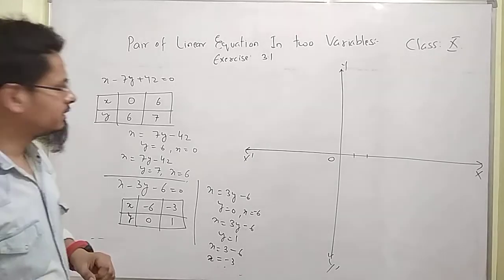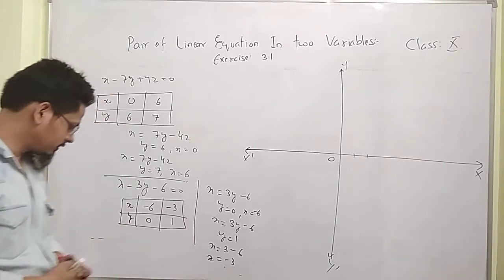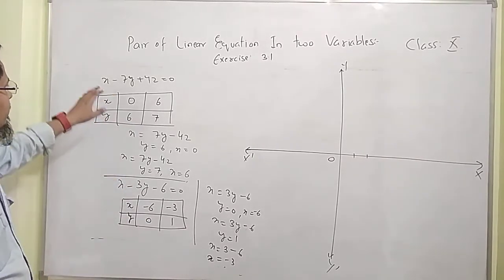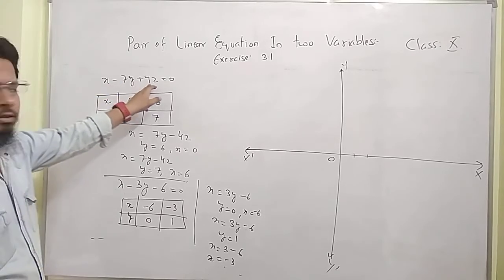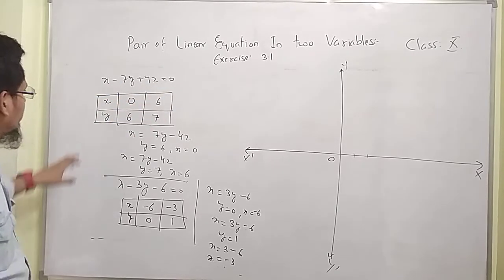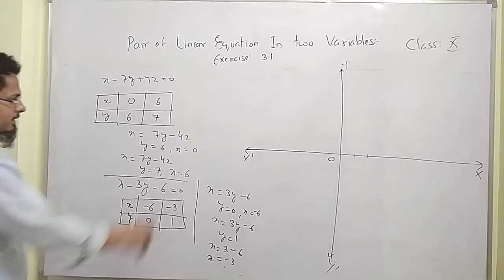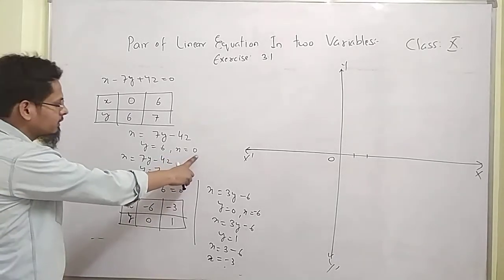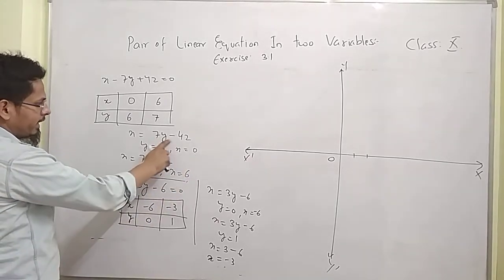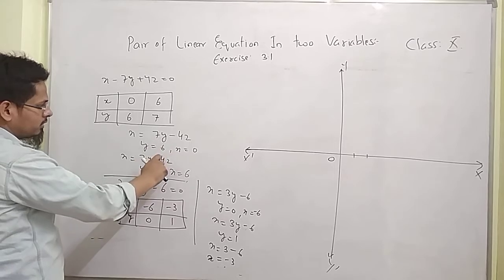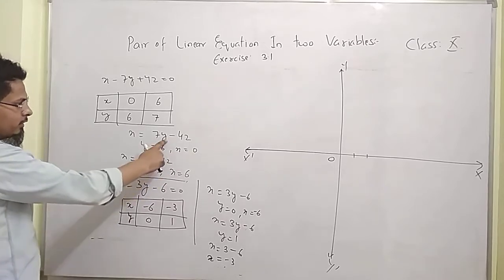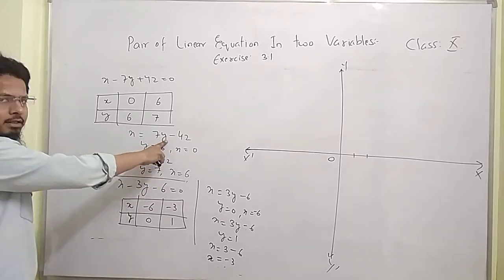Now class, I have just found this equation here. The first equation is x minus 7y plus 42 is equal to 0. Here is a table I formed. In this table, x is equal to 0, then y is equal to... when y is equal to 6.